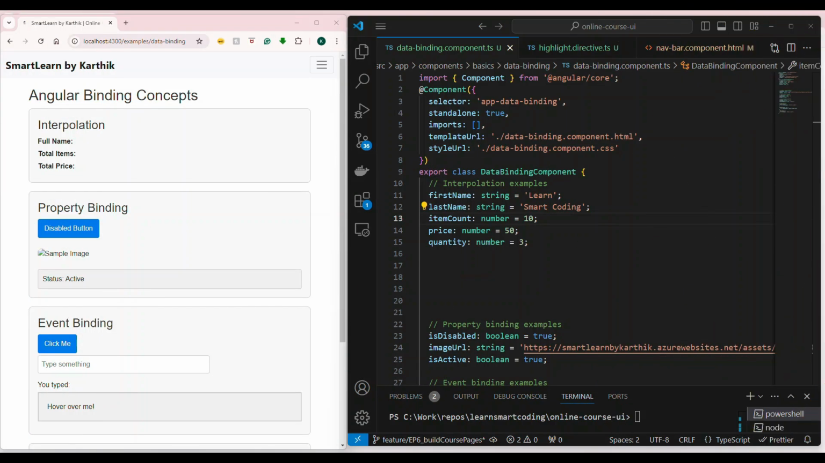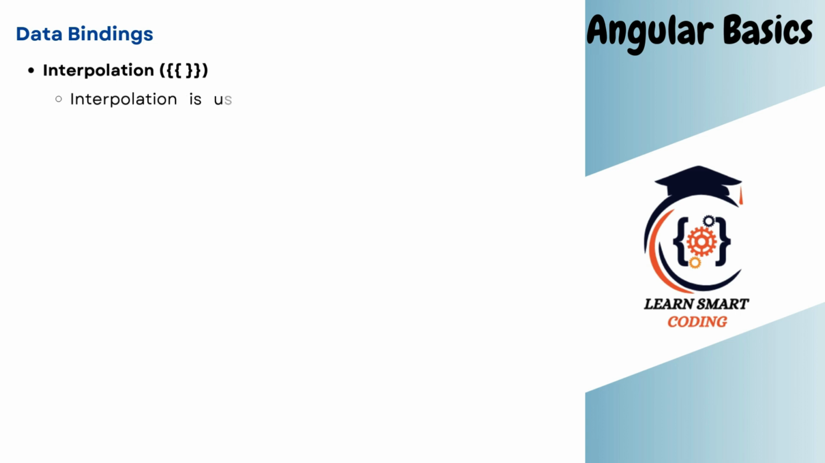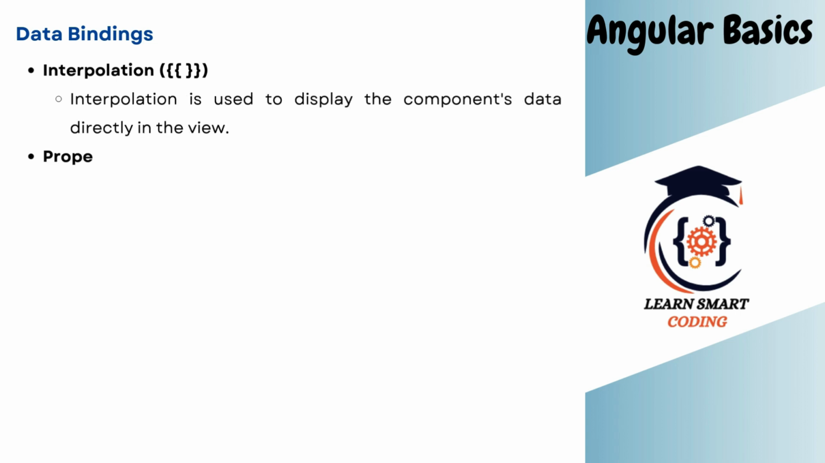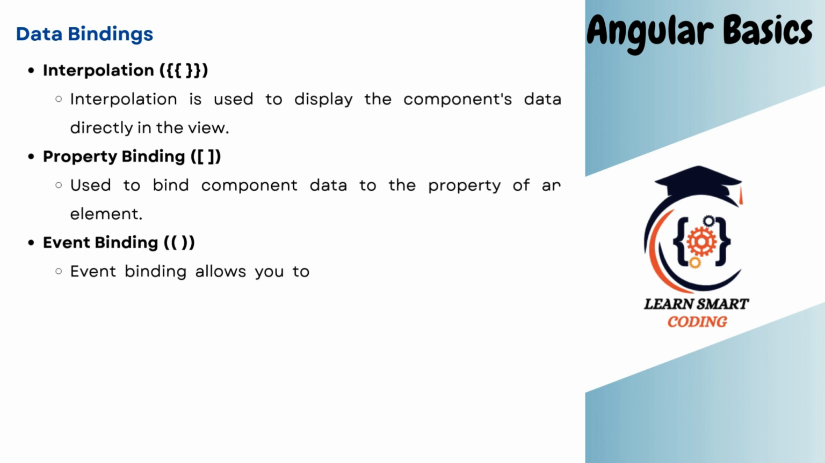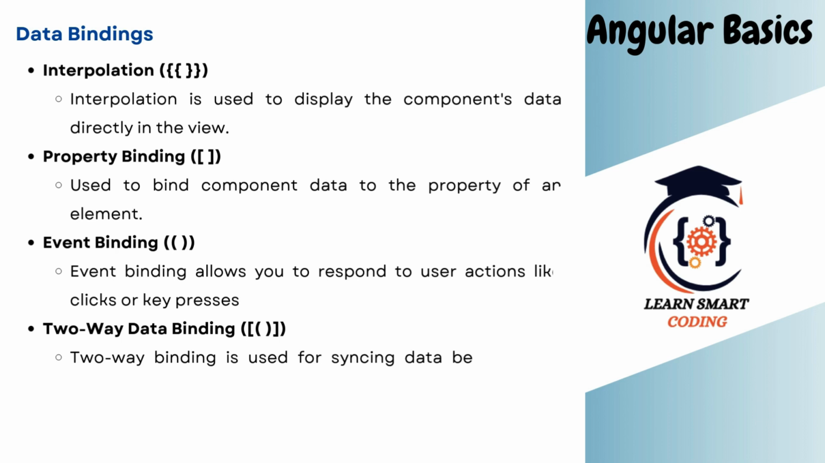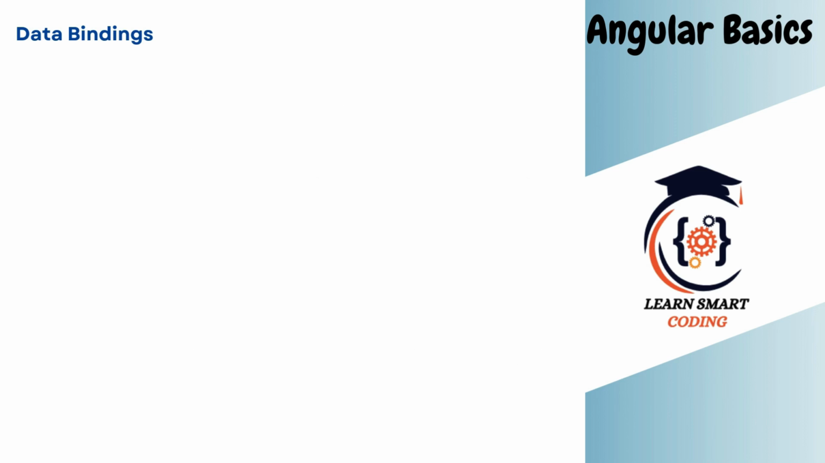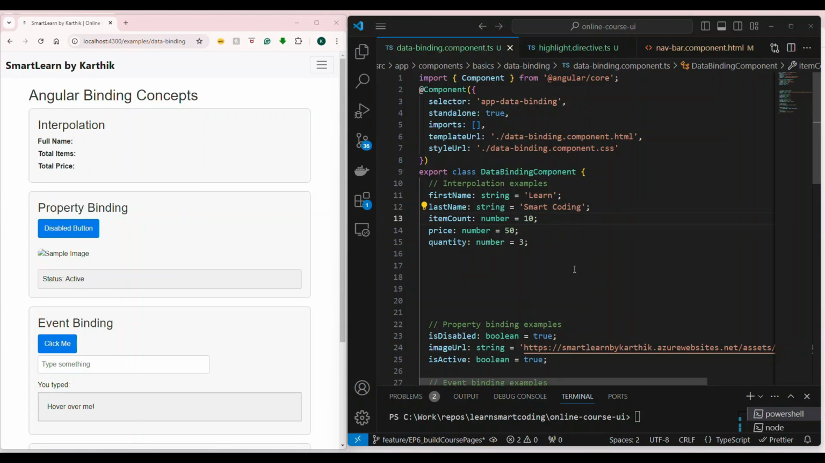Okay, so I'm presenting the code that is useful for the data bindings concepts. There are 4 types of data bindings: interpolation, property binding, event binding, and two-way data binding. All of these concepts are very essential. They are used across any of the pages that you use. So we will talk about them one by one with a couple of examples. Alright, so the first one is the interpolation example.